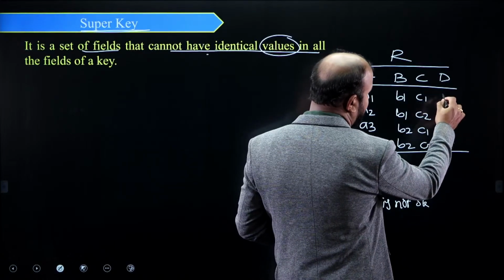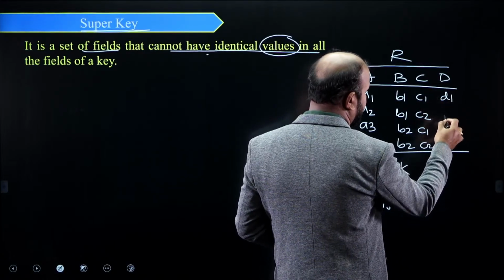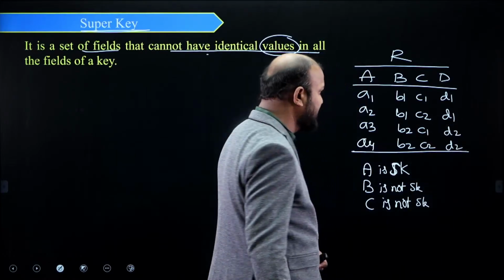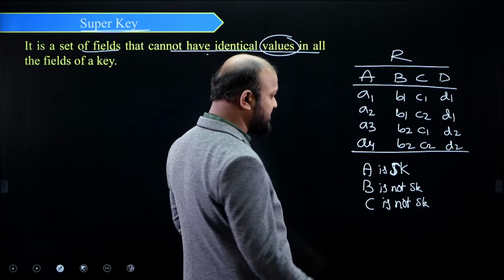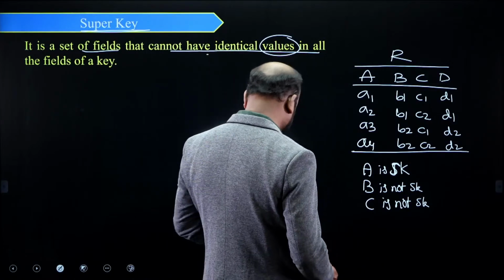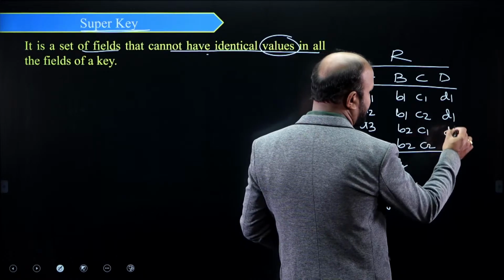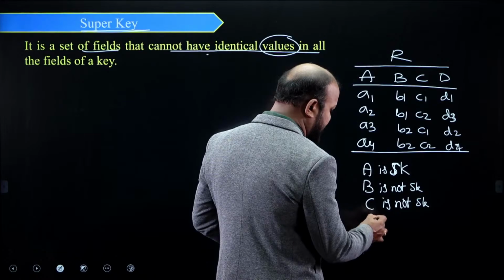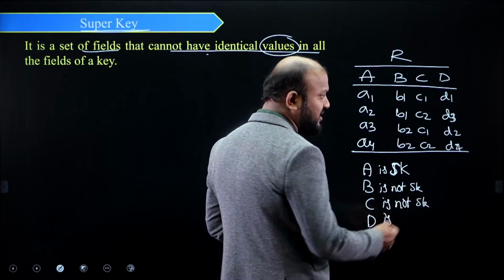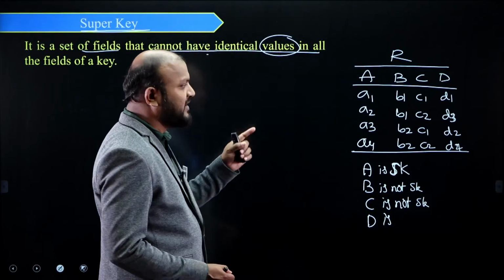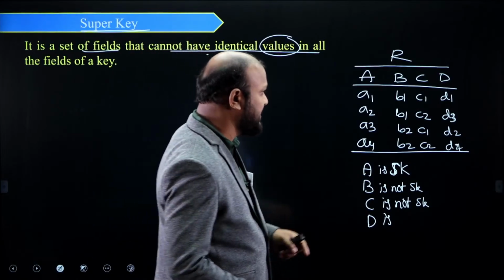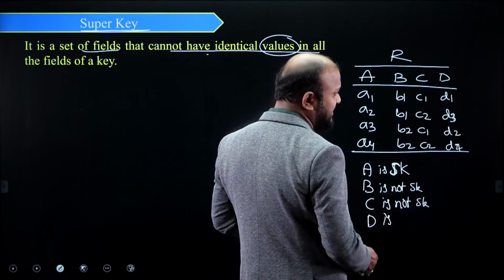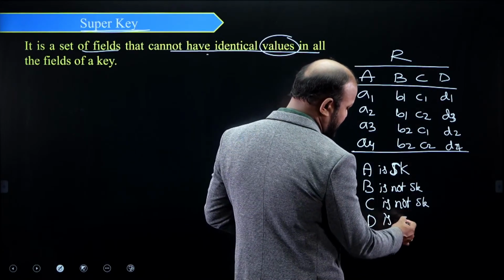Can I call D, let us say D1, D1, D2, D2. So can I say D is a super key? No. Suppose if I make it D1, D2, D3, D4. Can I call D a super key? Yes, because no duplicates means all are having unique values, no identical values in all the fields in all the tuples. Because in all the tuples for the value D there are different values. D is called super key.